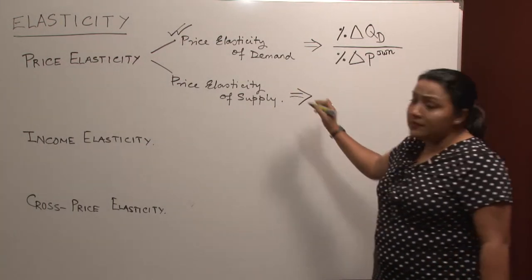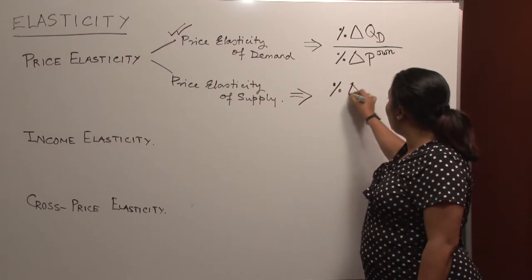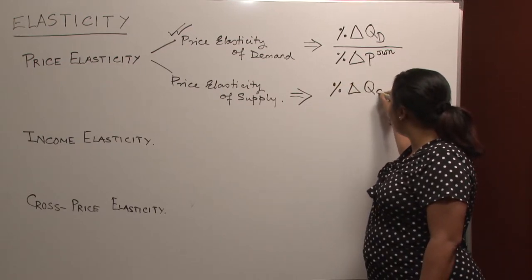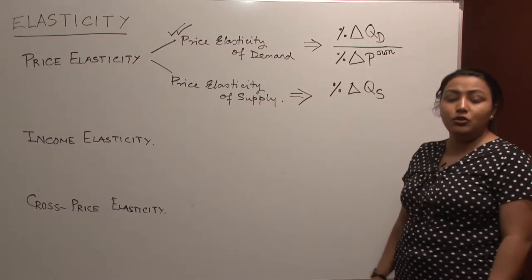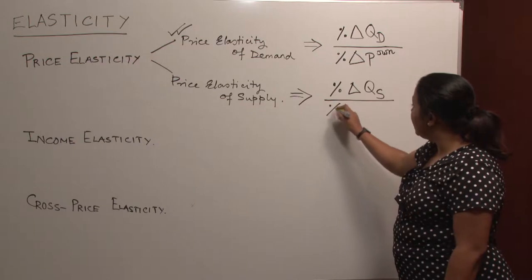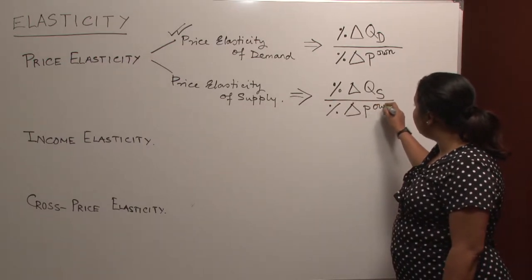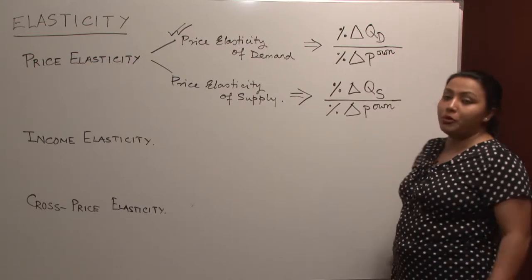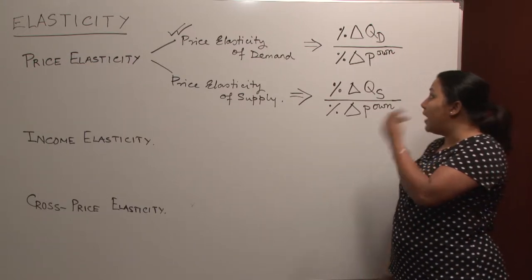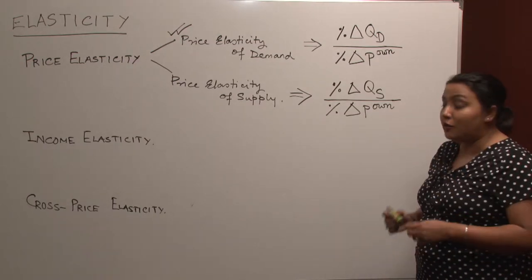Similarly, the price elasticity of supply is the percentage change in quantity supplied. Now I'm going to use the suffix S to denote quantity supplied, divided by the percentage change in the price of the commodity, that is, the percentage change in own price. So, that is how you define the price elasticity of demand and the price elasticity of supply.